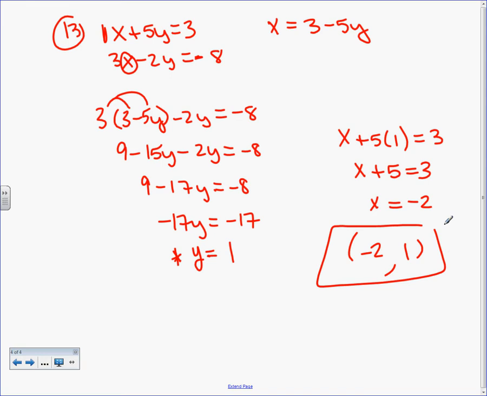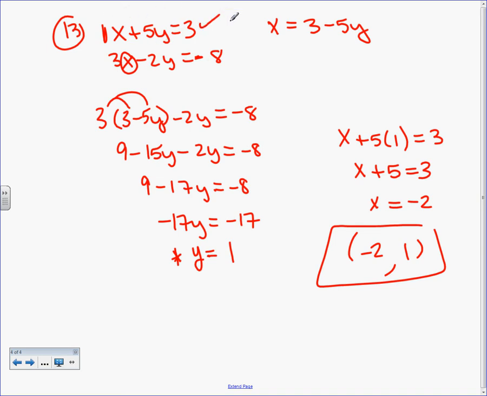Do you guys understand that? Okay. If it were a test or a quiz and you had time, like at the end, I would plug them back in and see if they worked. So let's do that. It takes 2 seconds. Negative 2 for x. So that would give me negative 2 plus 5 times 1. So what's negative 2 plus 5?